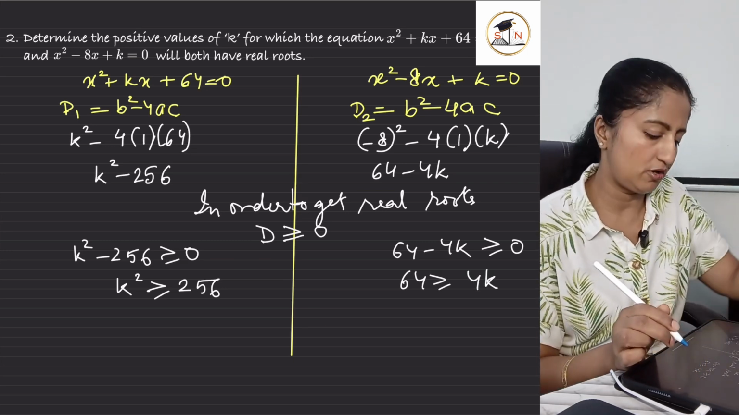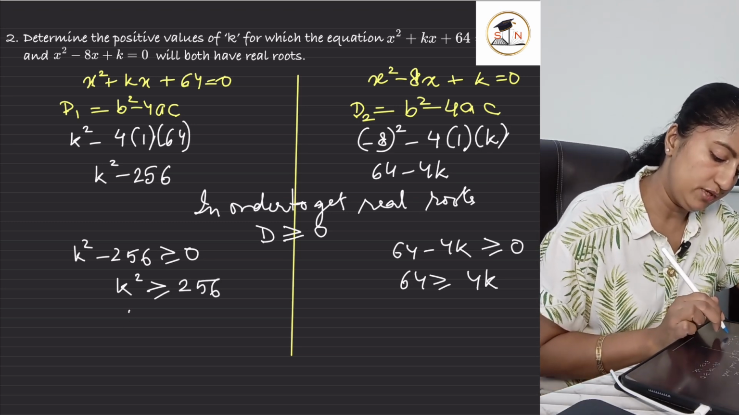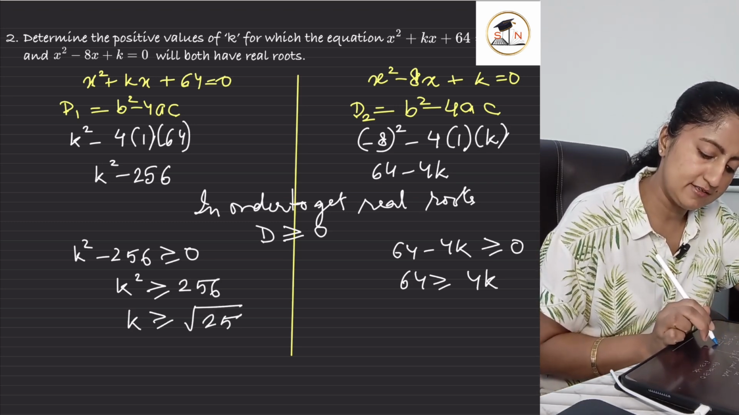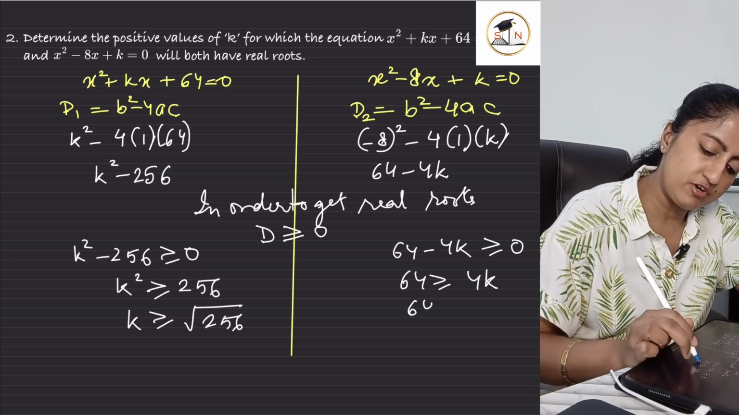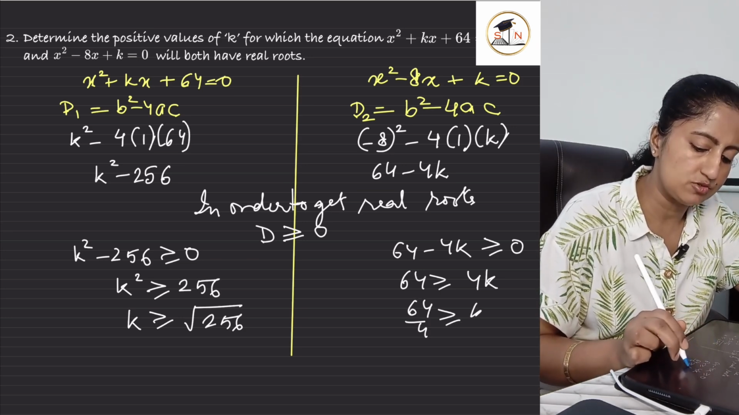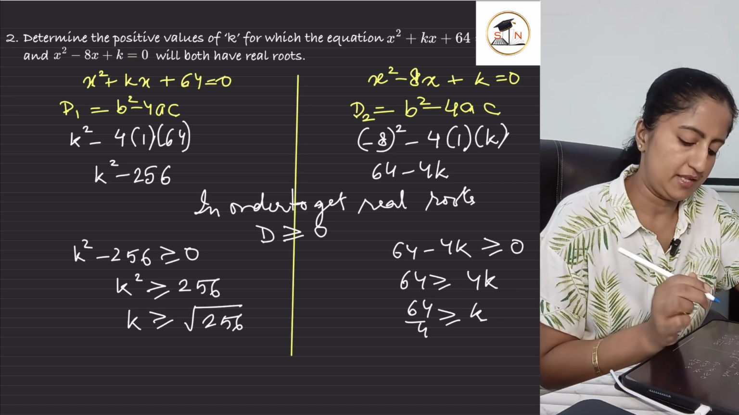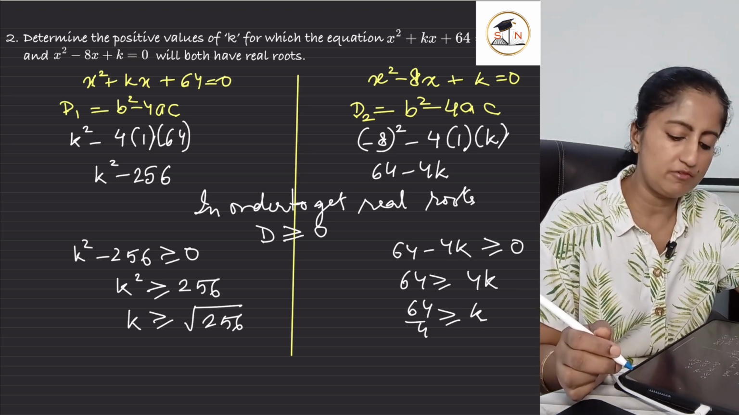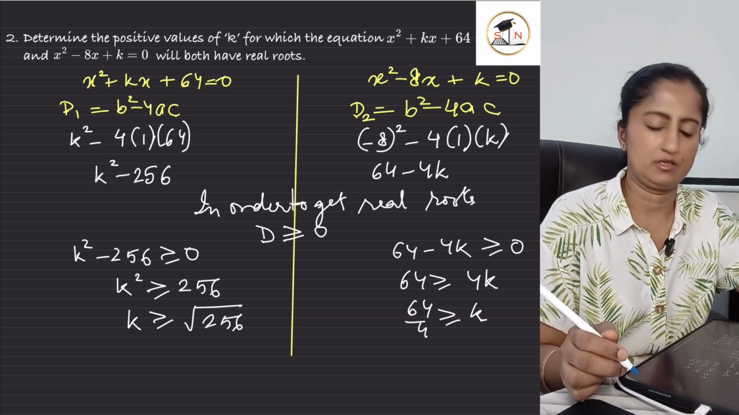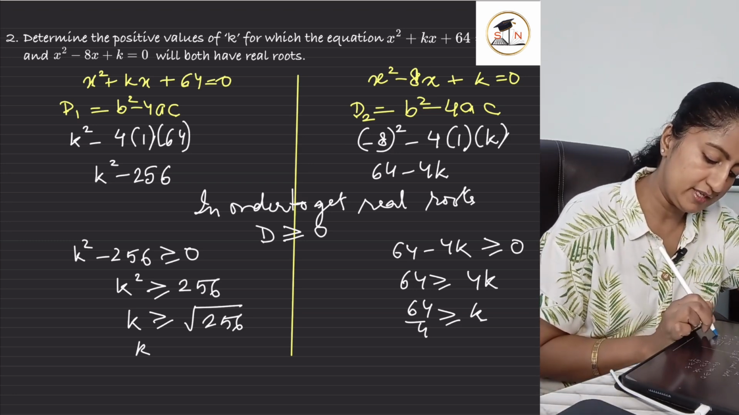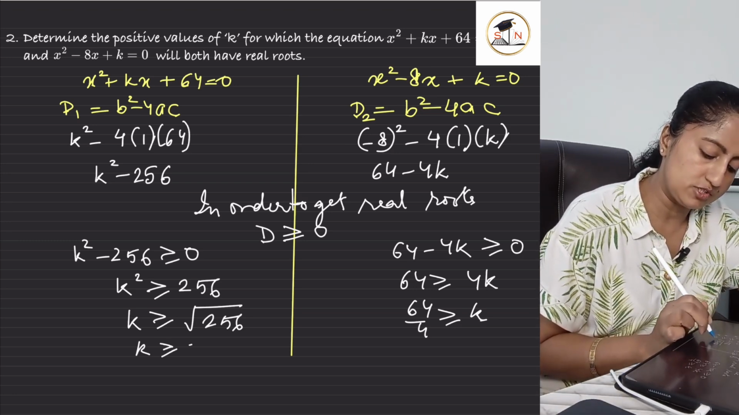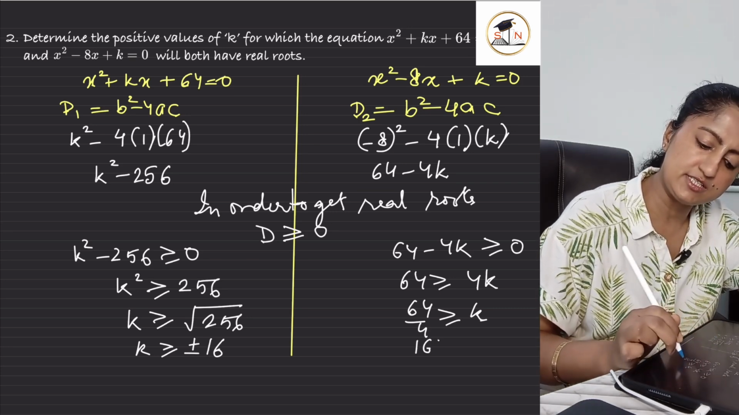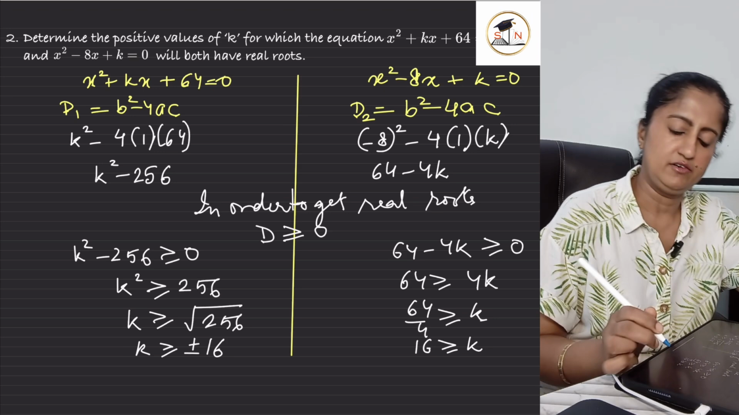Now we are just going to solve them. So what do we get? We get k is greater than or equals to square root of 256, and 64 divided by 4 greater than or equals to k. Now, I told you, when we are solving an inequality, you solve it just like you solve an equation, right? So what do we get? k is greater than or equals to plus minus 16. Over here, it is just 16, right?